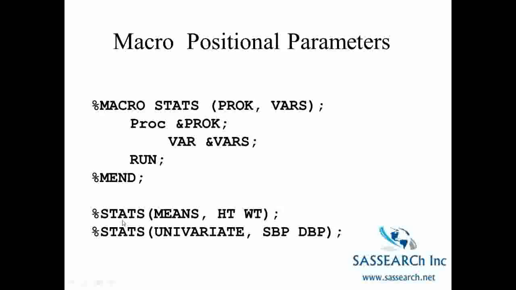And so then when we invoke these macros, we list what we want to go into these positional parameters. So in this first example, when we do %stats, we are going to do a PROC MEANS, and the variables that we are going to use in that PROC MEANS are height and weight. In the second example, we're doing a %stats. The procedure we're doing is going to be univariate, so we're doing a PROC UNIVARIATE, and the variables here are going to be systolic blood pressure and diastolic blood pressure.